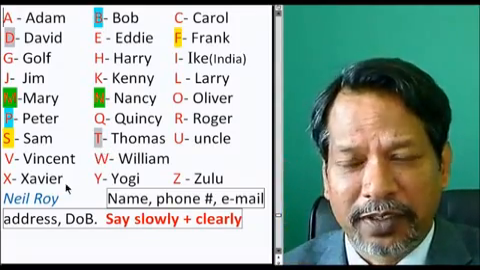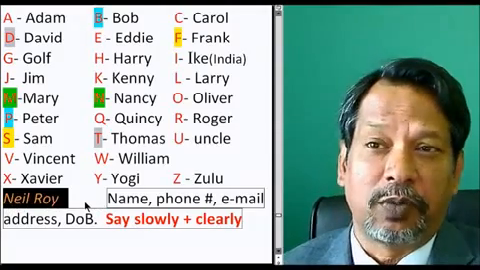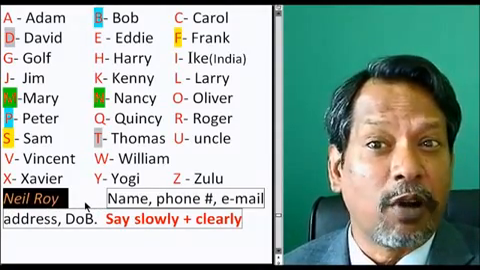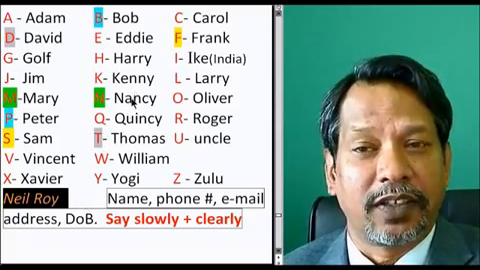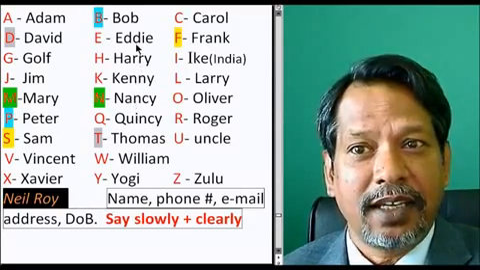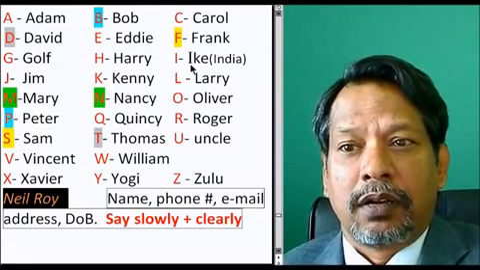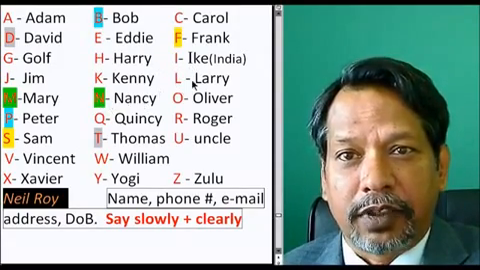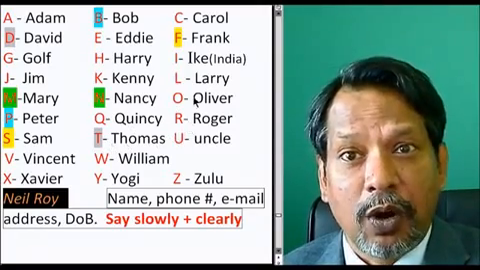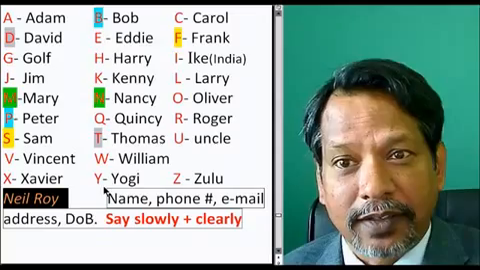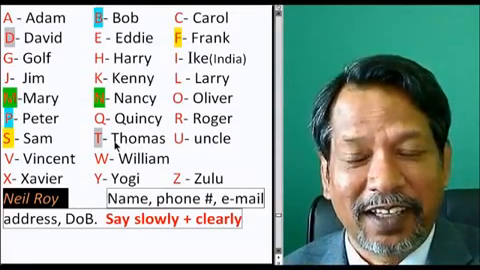Use these words. For example, if your name is Neil Roy, you spell it like, my name is Neil Roy. Neil, the first name, spelled as N as in Nancy, E as in Eddie, I as in India or Ike, L as in Larry. Roy, R as in Roger, O as in Oliver, Y as in Yogi. Practice your name with these. Okay? It's very important.